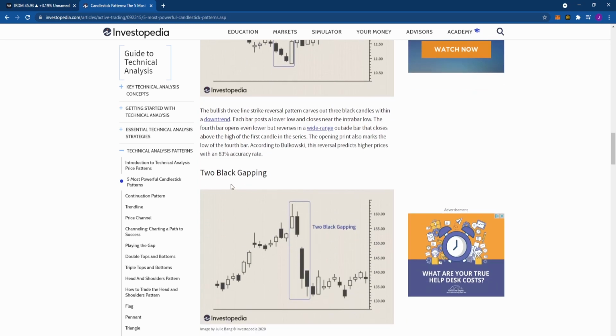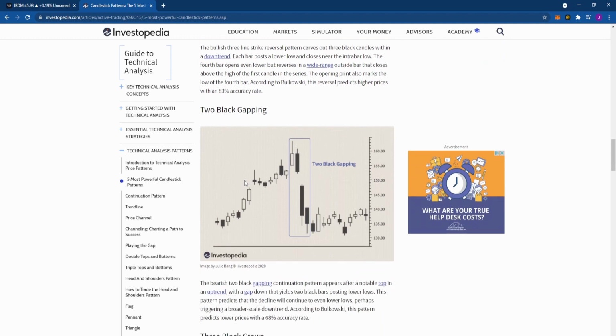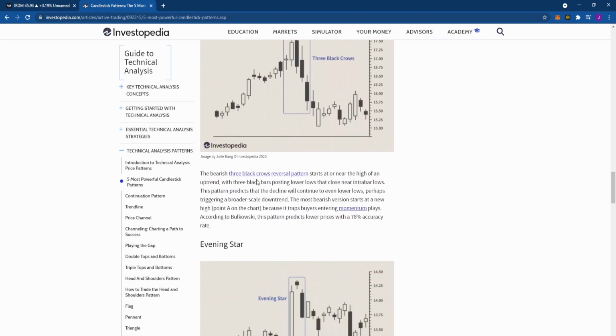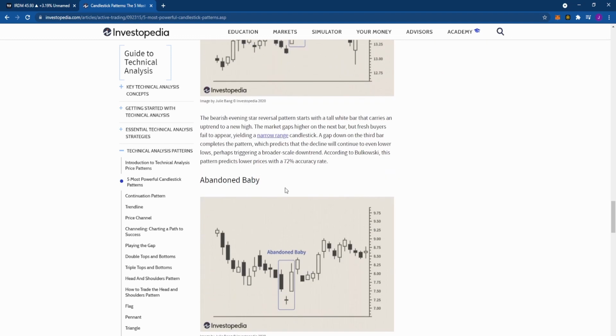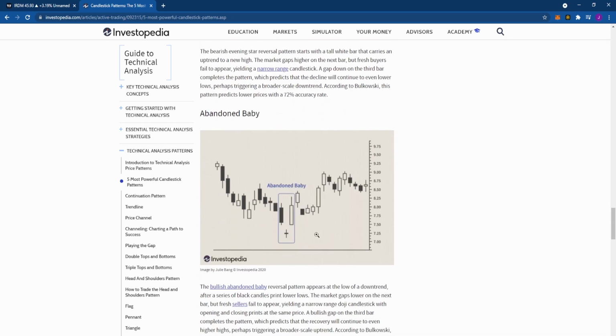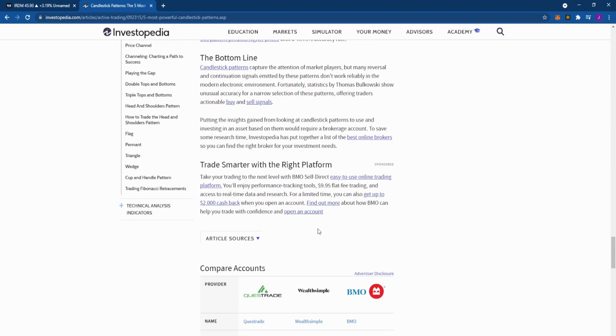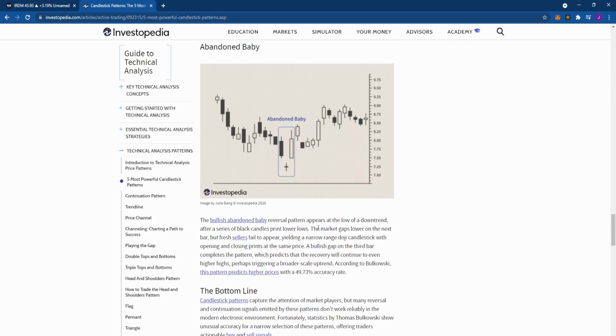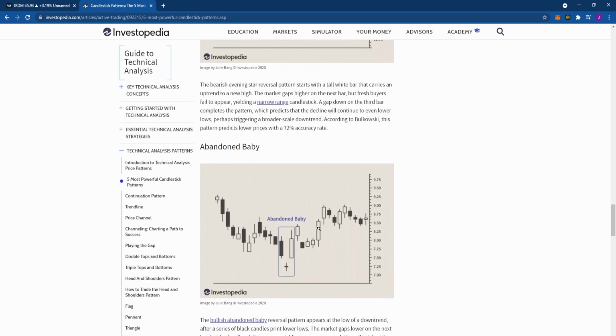And again, here you have the 2 black gapping pattern, and then the 3 black crows, the evening star, the abandoned baby. So maybe this is a morning star in some other textbooks. But really what I want to focus on, there's one common candle pattern here in all of these. And this is what you really want to focus on because it lets you know an important price, and it can give you a framework on how to risk manage and structure your setup. Like where would you want to get in?